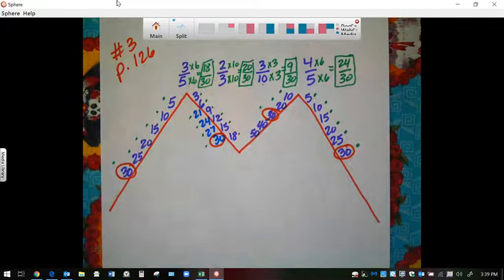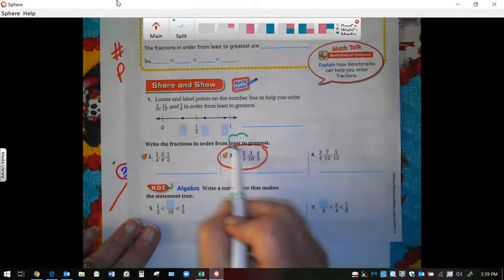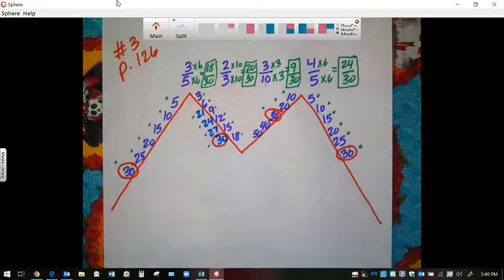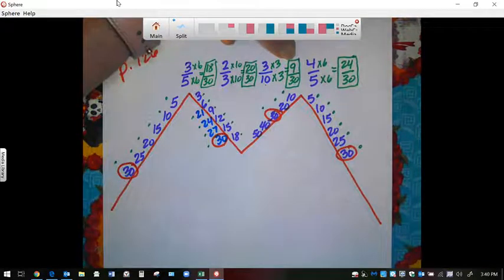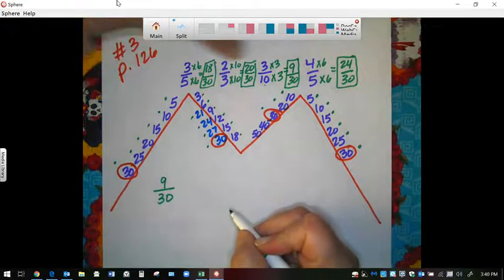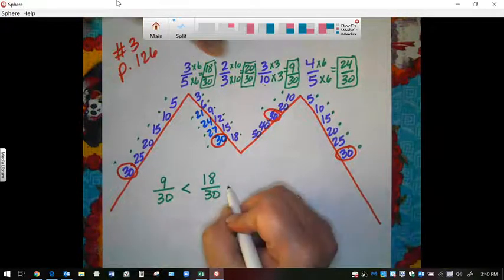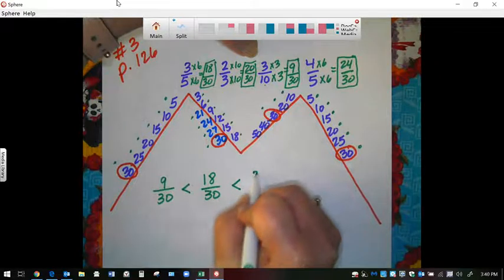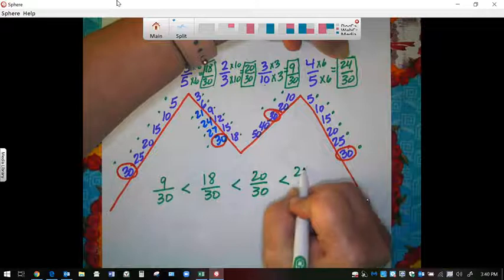And if I look at my question, the question said from least to greatest. So I'm going to look at my multiples and see which fraction did I create that was the least, and that is 9/30. And then my next one would be the 18, so that one's less than 18/30. And then my next one would be less than 20/30. And my largest one would be 24/30.